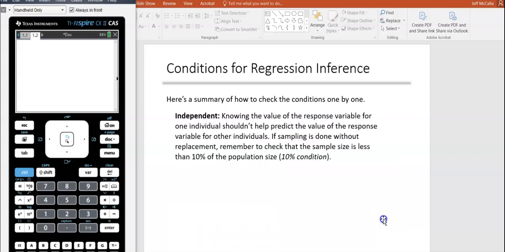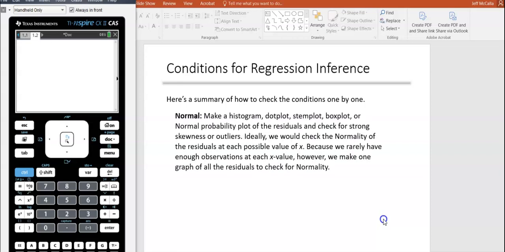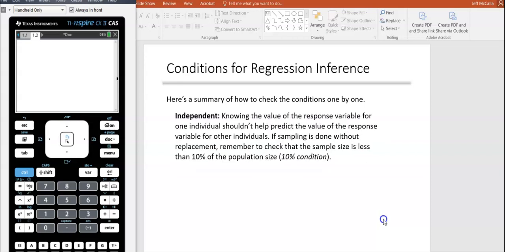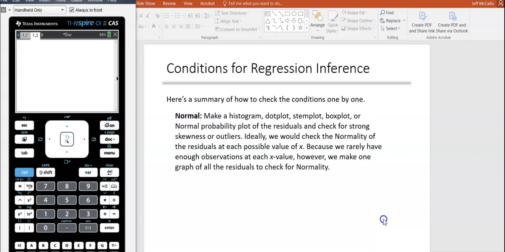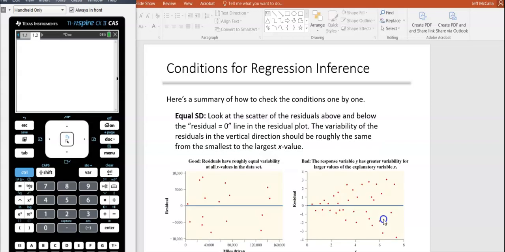Okay, independent. So typically we're going to check the less than 10% condition for that one. Normal, again, we want to look at the plot, make sure that it looks approximately normal. This one is probably the weirdest thing to check.